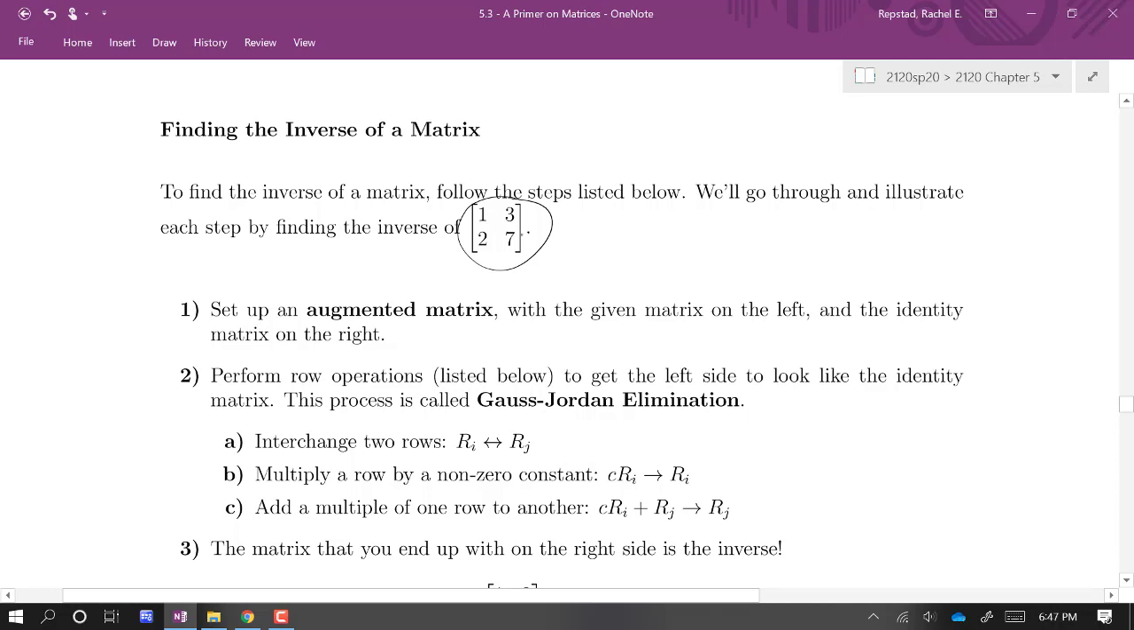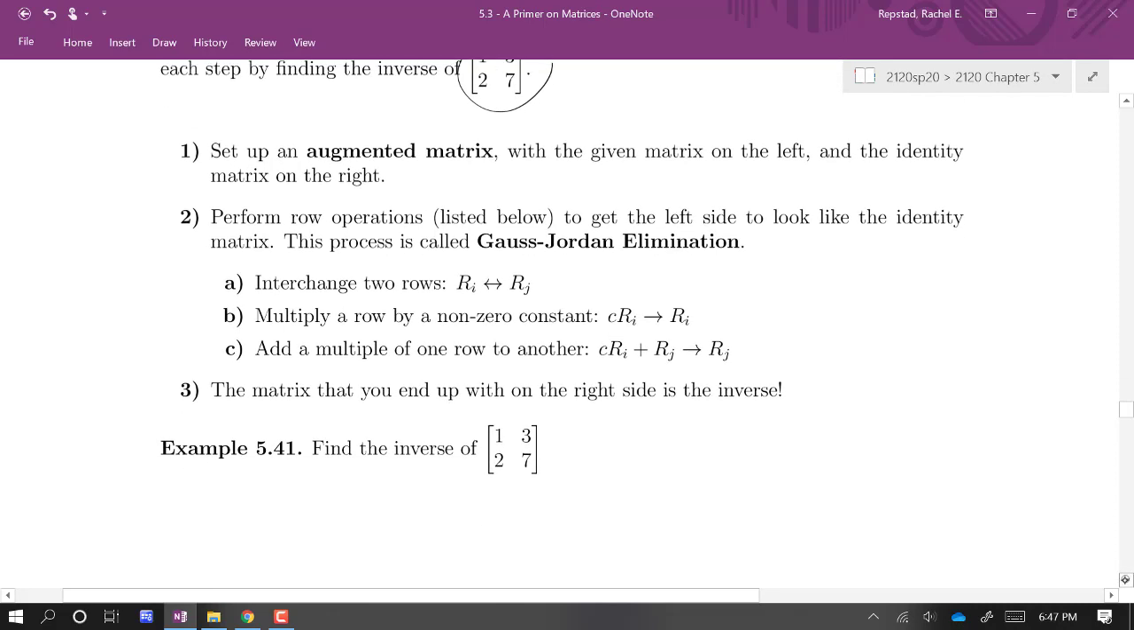So we have 1, 3, 2, 7. If this were 1, 3, 2, 6, we'd have a problem because the second row would just be a multiple of the top row, entry for entry. But as long as one row is not a multiple of the other, then an inverse should exist.